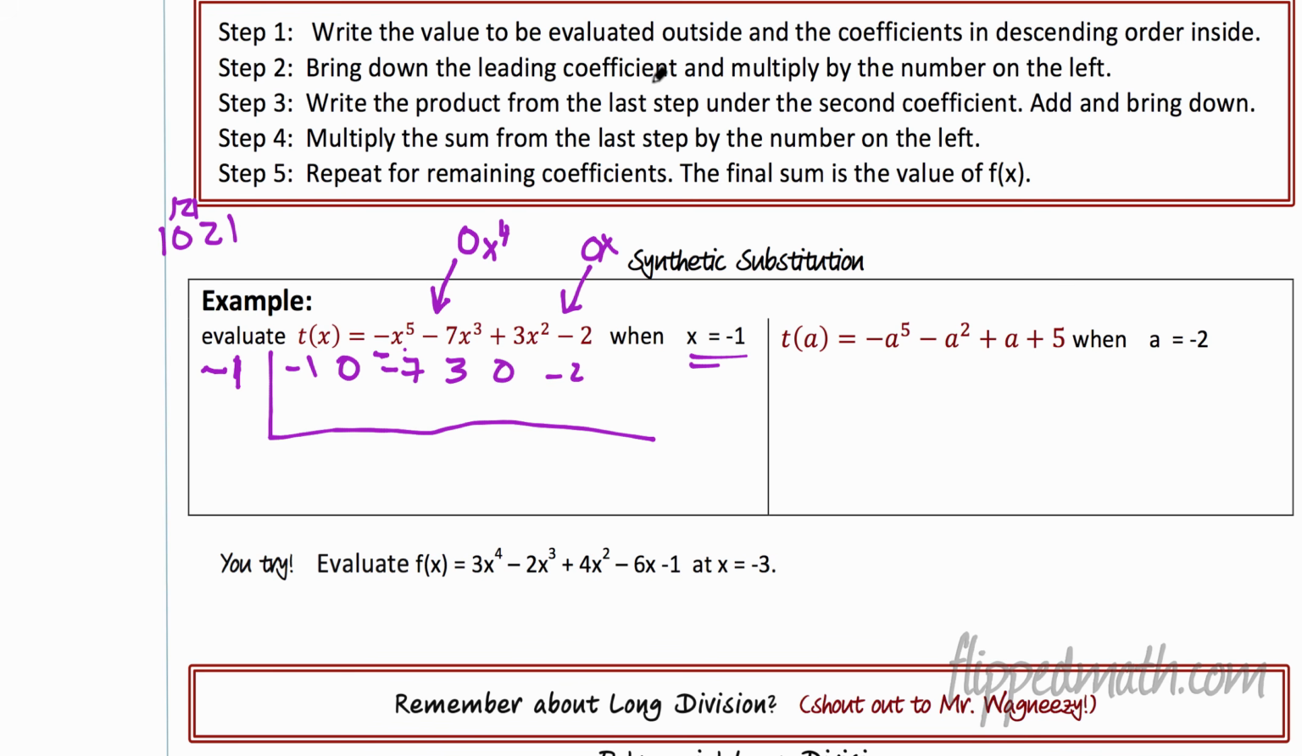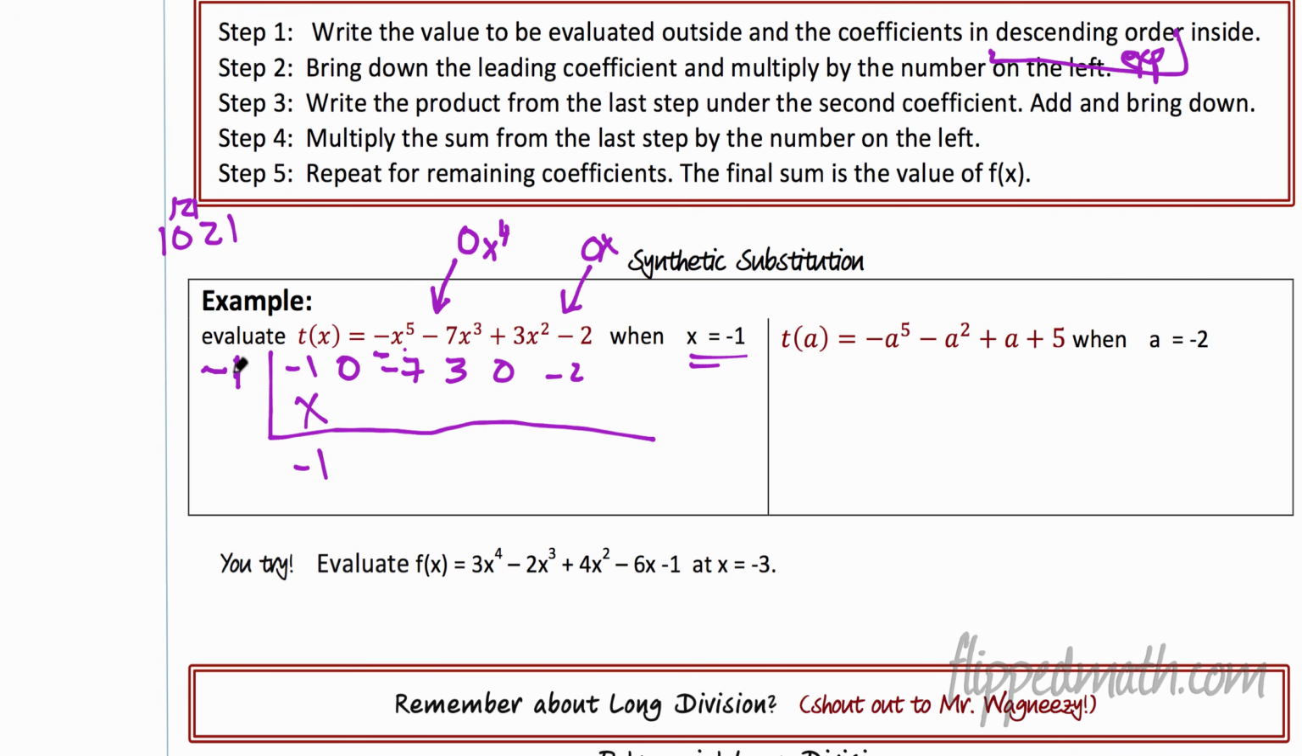So that's when it says coefficients in descending order. And we're talking about the exponents descending. All right? So the first thing I always do is I put an x right there and I bring down the first number. So now it's very simple.